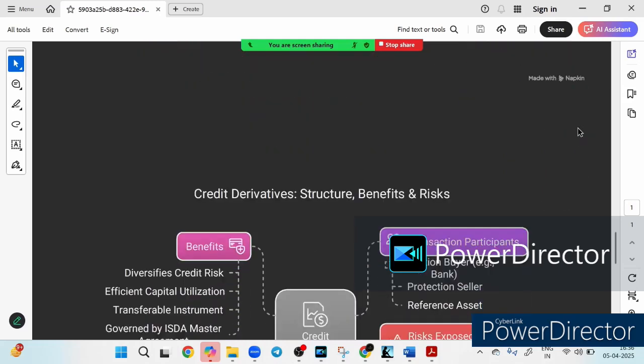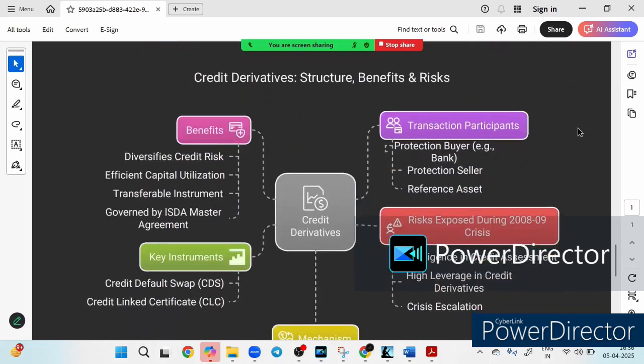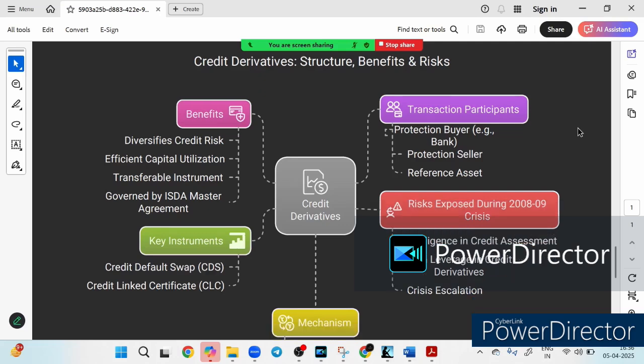Now friends, let's look at the credit derivative. Very important thing. In just one single slide, you will cover every aspect of credit derivative. Have you ever wondered how banks and financial institutions manage credit risk without actually selling the loan? Yes, they manage the credit risk without actually selling the loan. The credit derivative makes it possible.